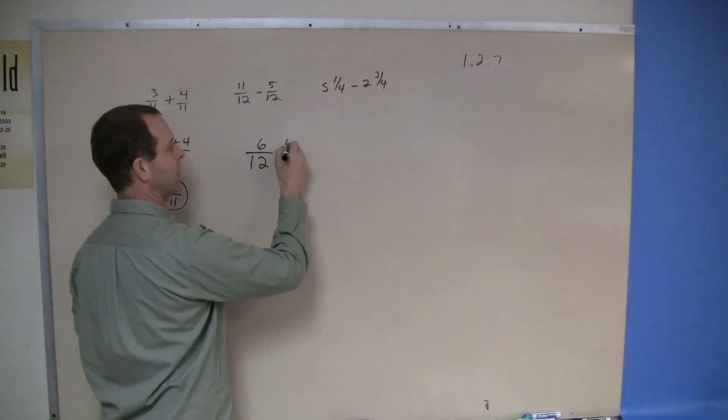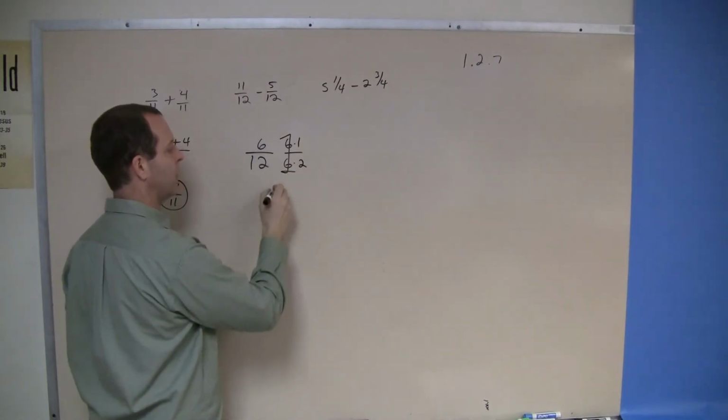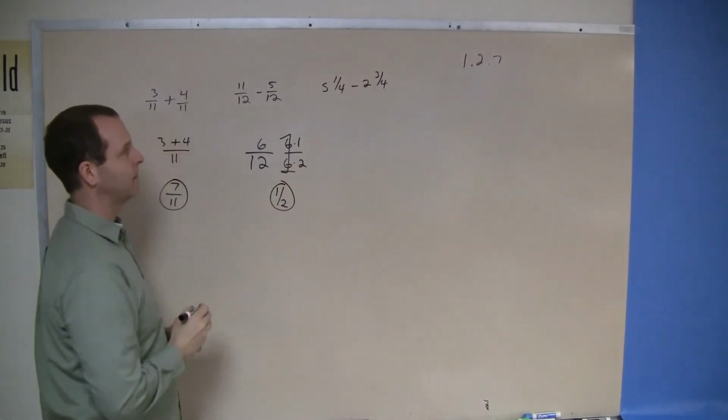6/12 is 6 times 1 over 6 times 2. The 6 over 6 is a clever version of 1. I'm left with 1/2.